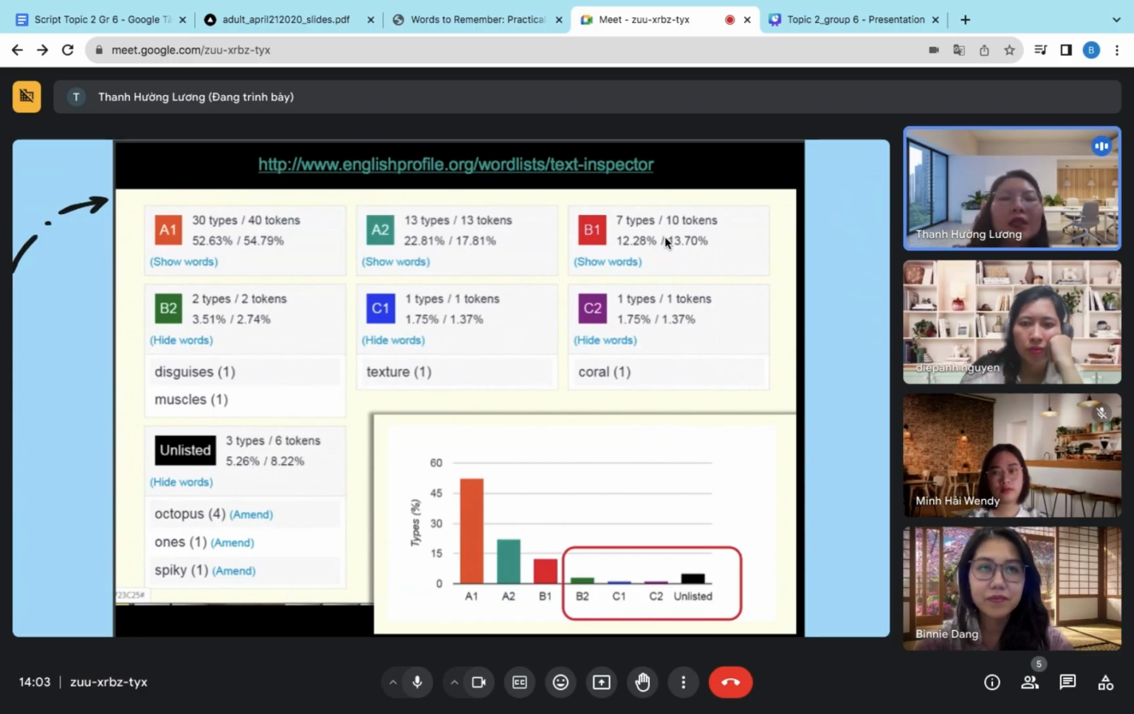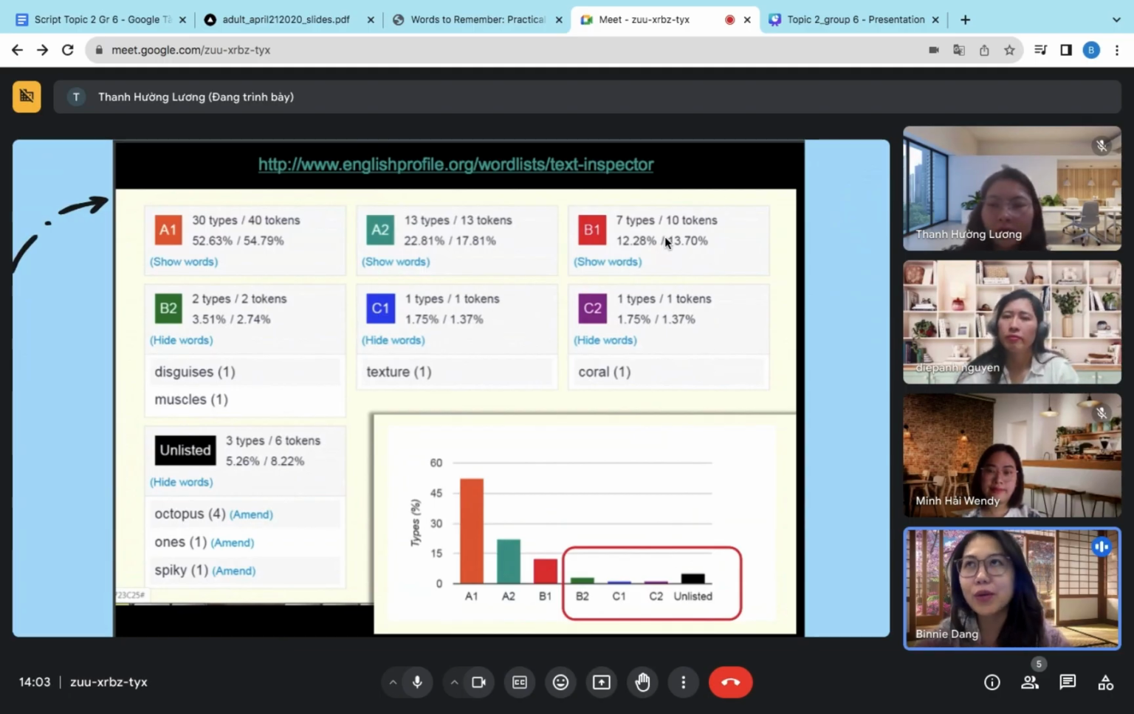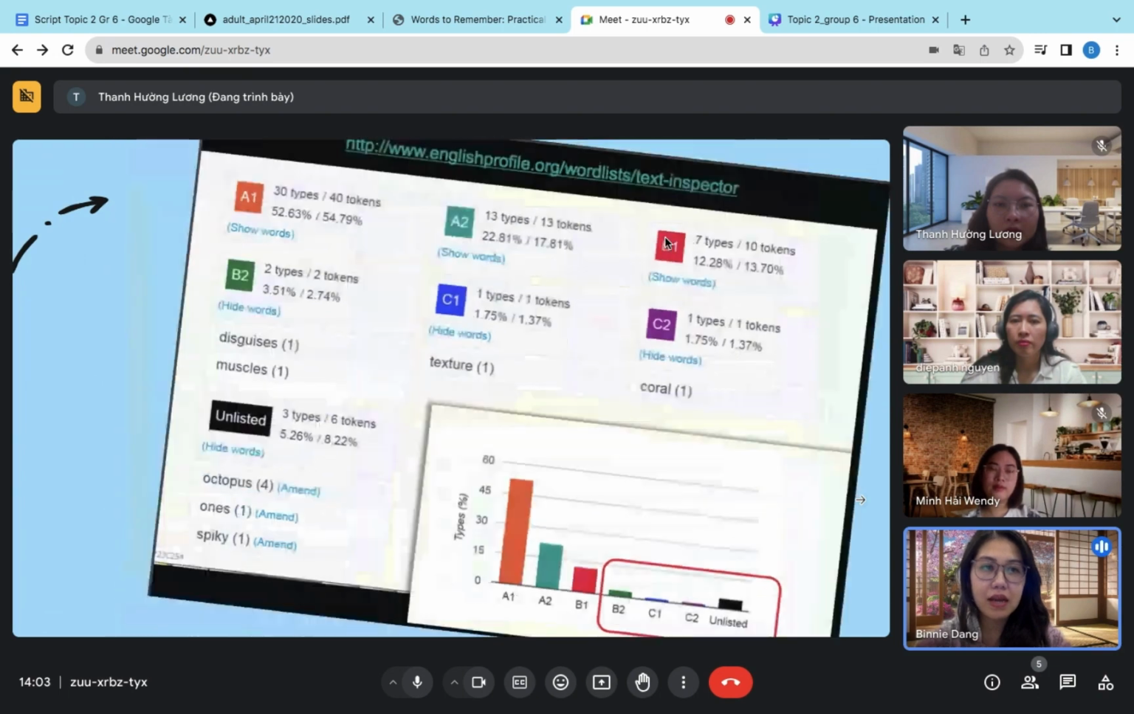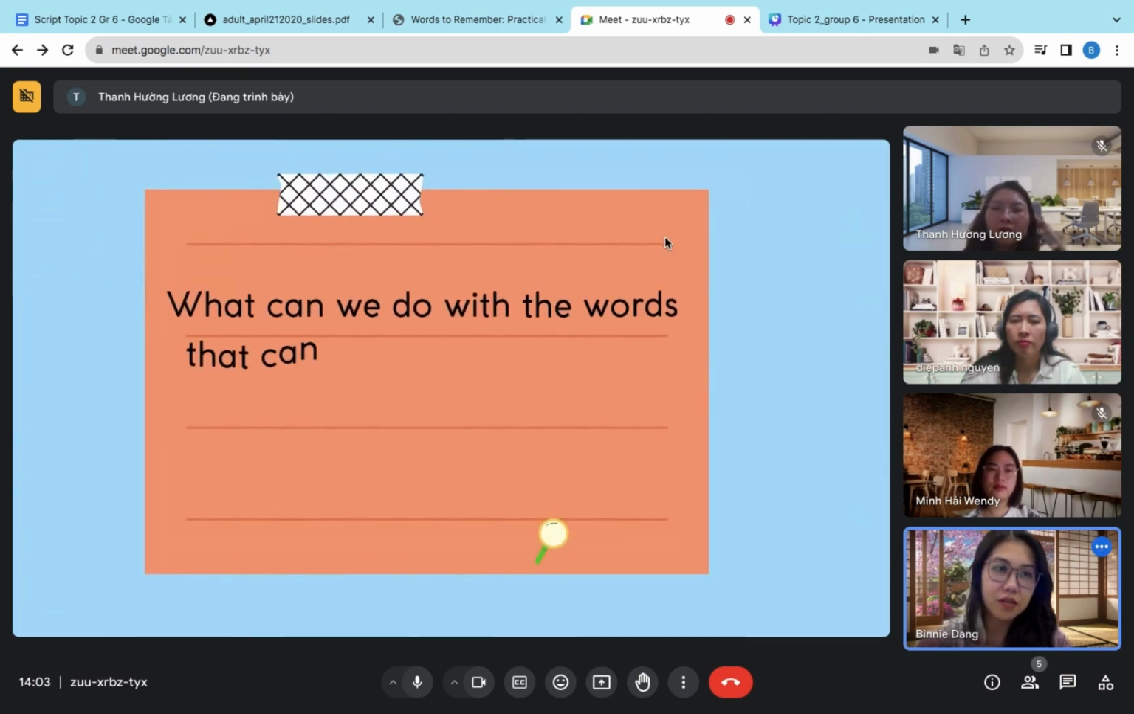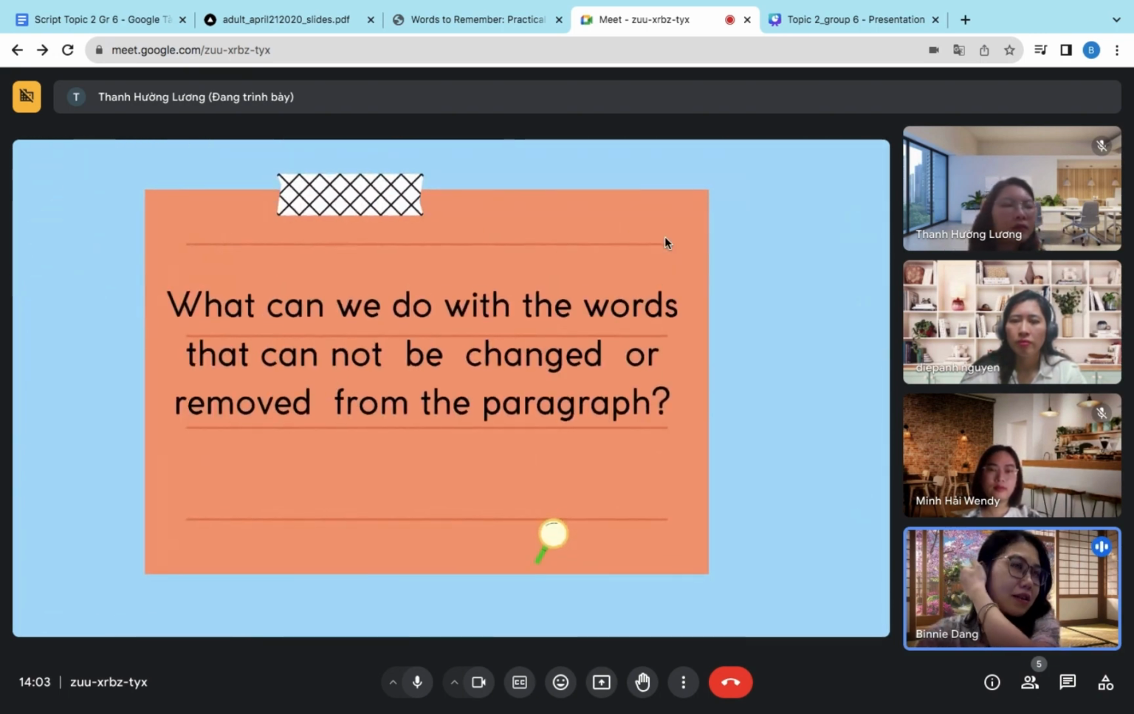So what can we do with the words that cannot be changed or removed from the paragraph, Ms. Tuba? This is a really nice question. When we give the students the reading test, there are many words that we cannot change because they are important words, and we cannot just change all the words like that. So what should we do?